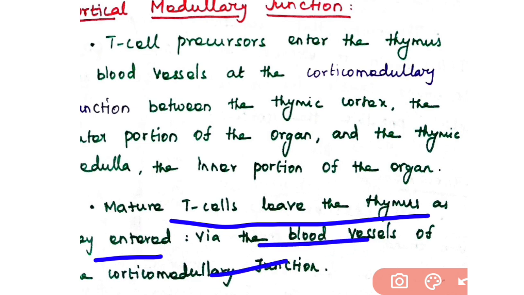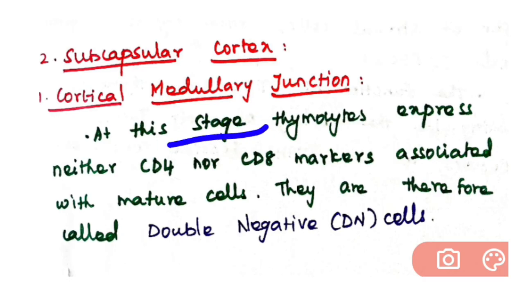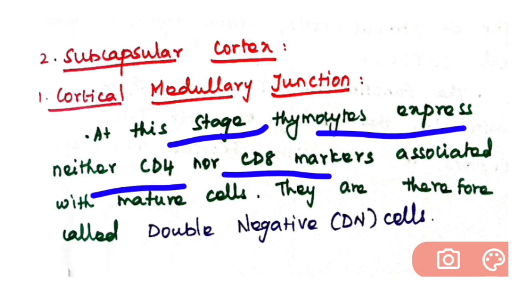So the corticomedullary junction is a place where your T cells enter into the thymus and exit from the thymus. Entry of your T cell precursors into the thymus takes place here, and exit of your mature T cells also through the corticomedullary junction. At this stage, that is at the corticomedullary junction, your thymocytes express neither CD4 nor CD8 markers. It doesn't have any markers on its cell surface. Therefore, these cells are known as double negative cells.